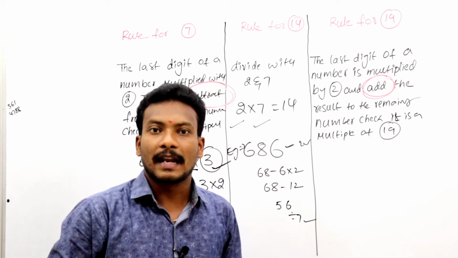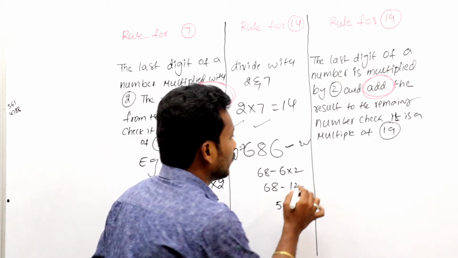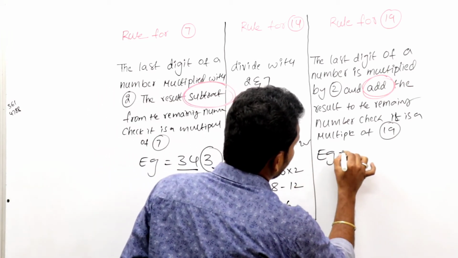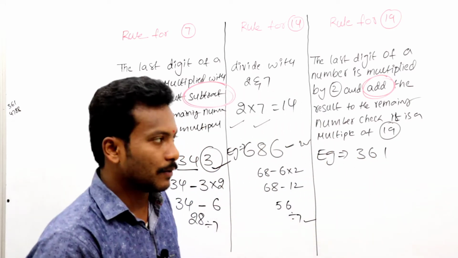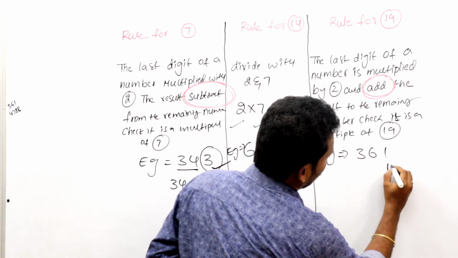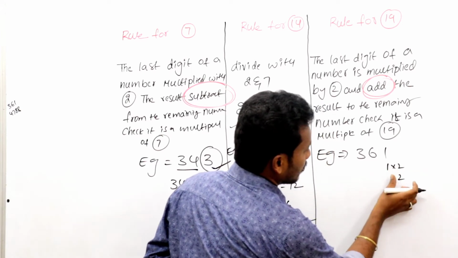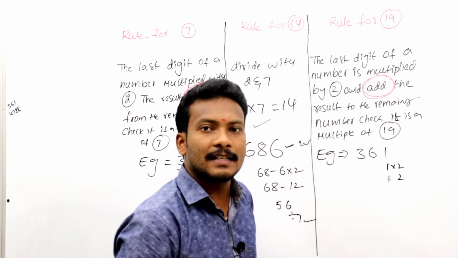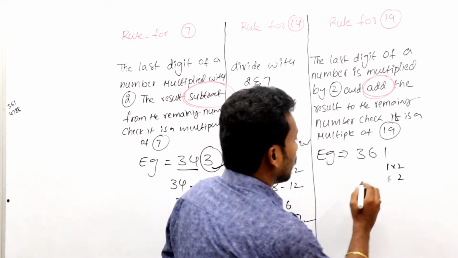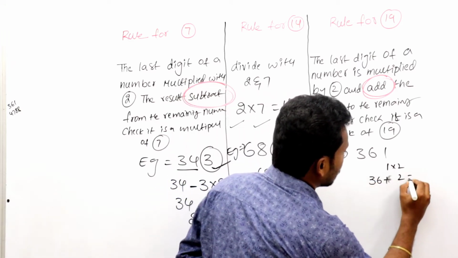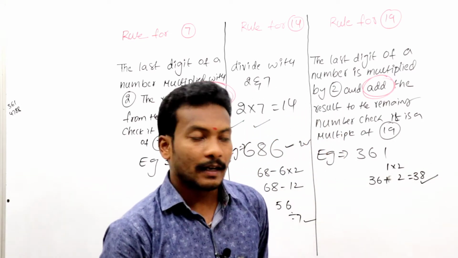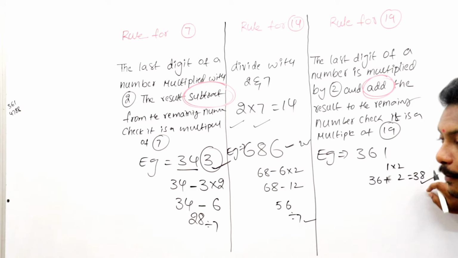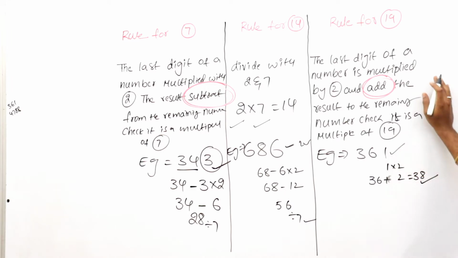Now check with 19. I am taking an example, 361. What we have to do? 1 into 2, the resultant is 2. Now the resultant must be added. 36 plus 2, 38. 38 is exactly cancelled with 19. That's why the total number 361 is exactly cancelled with 19.